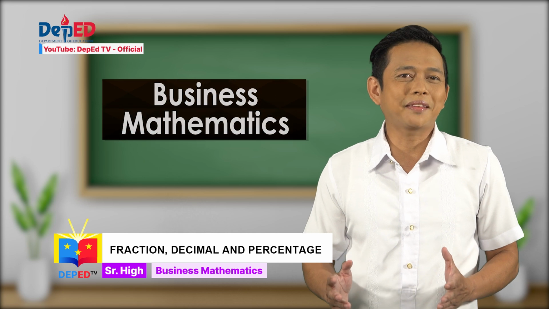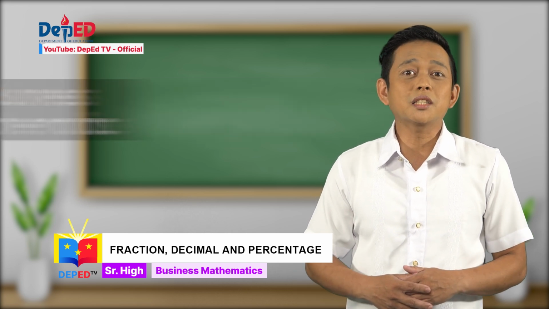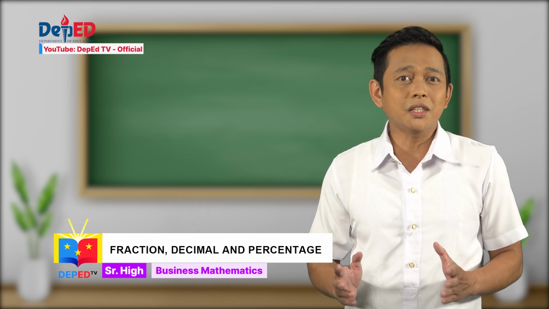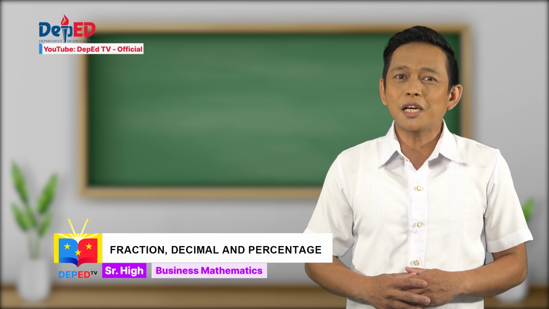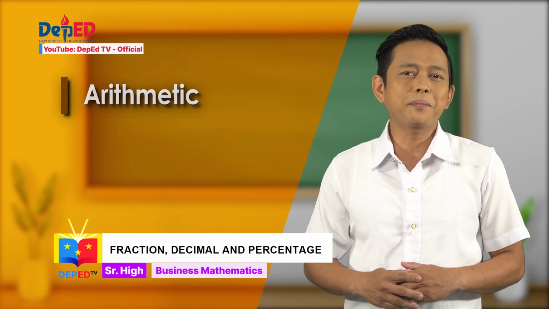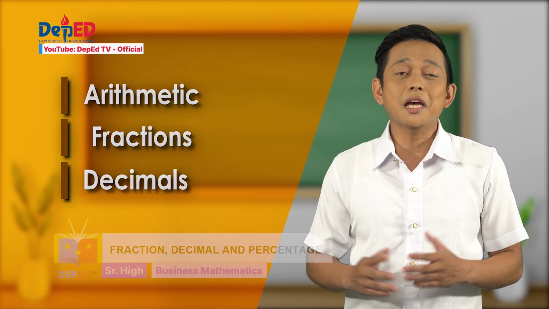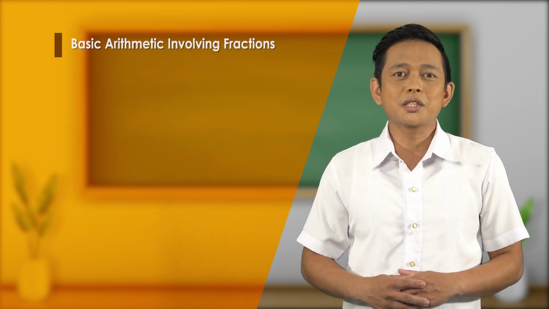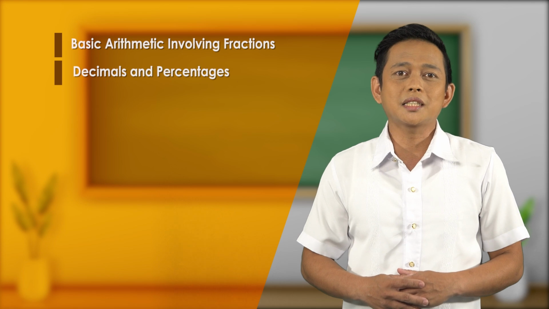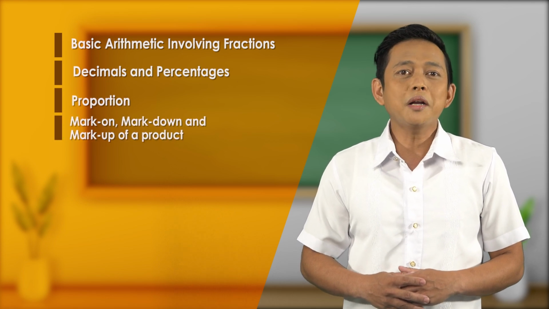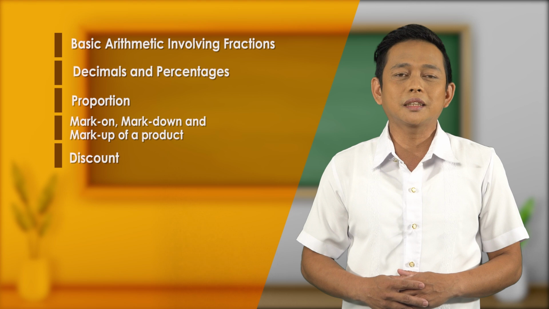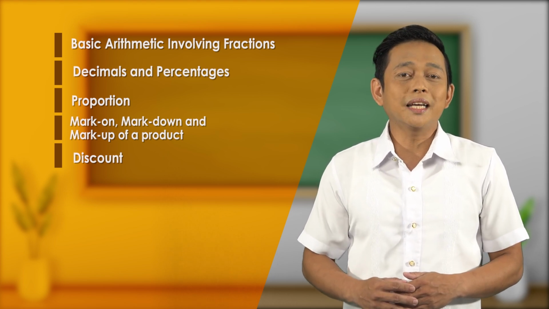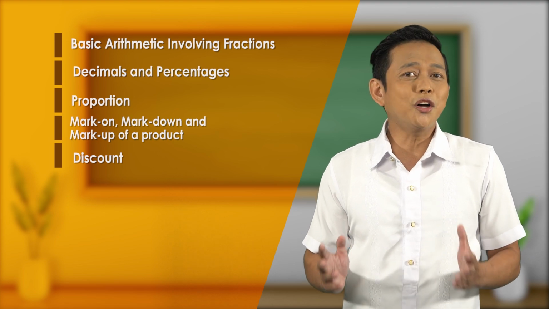What is business mathematics? Business mathematics is the mathematics used by commercial enterprises to record and manage business operations. This subject typically includes elementary arithmetic, fractions, decimals, and percentages. Basic arithmetic involving fractions, decimals and percentages, proportion, mark-on, mark-down, and markup of a product, discount, profit and loss, break-even point, buy and sell, and interest will be discussed in this quarter.